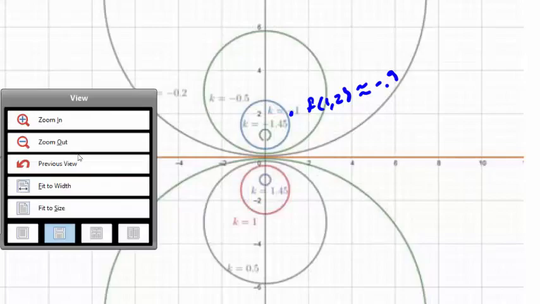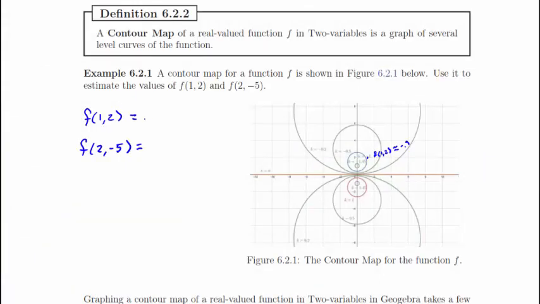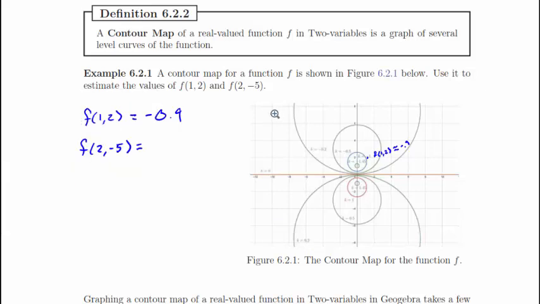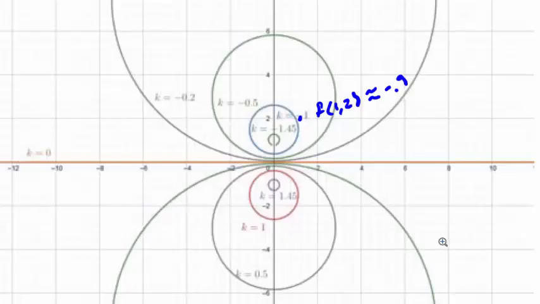If we look for f of 2 comma negative 5, I'll zoom back in here again, 2 negative 5. So 2 negative 5 is right here. This looks like we're right on the circle, so f of 2 comma negative 5 should be equal to 0.5.